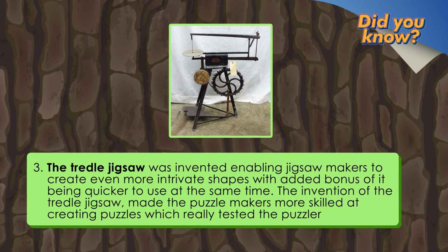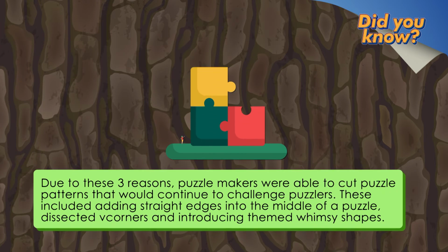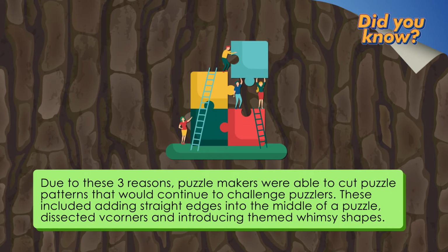3. The treadle jigsaw was invented, enabling jigsaw makers to create even more intricate shapes, with the added bonus of it being quicker to use at the same time. The invention of the treadle jigsaw made the puzzle makers more skilled at creating puzzles, which really tested the puzzler. Due to these 3 reasons, puzzle makers were able to cut puzzle patterns that would continue to challenge puzzlers. These included adding straight edges into the middle of a puzzle, dissected corners, and introducing theme whimsy shapes.